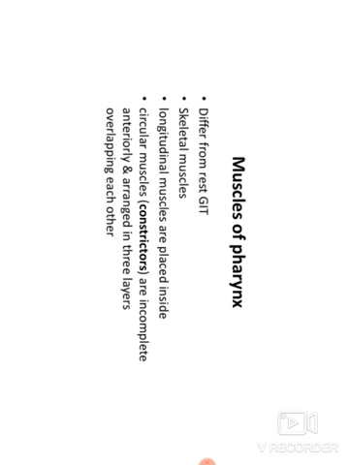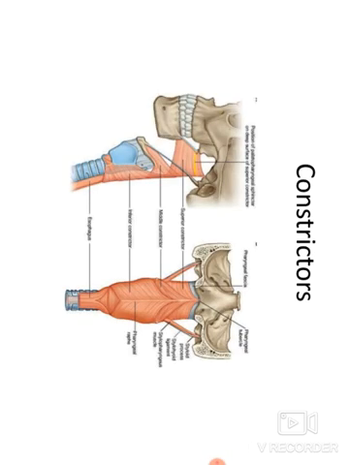That's all about the divisions of the pharynx. Let's move to the muscles of the pharynx. Okay. So muscles of the pharynx, there is the inner longitudinal muscles. Then outer circular muscles. Circular muscles are called the constrictors. These are skeletal muscles or the striated muscles.